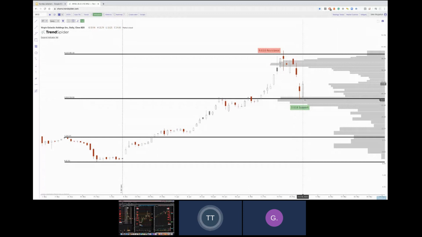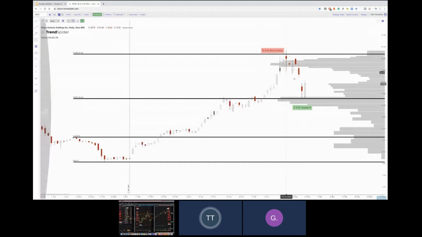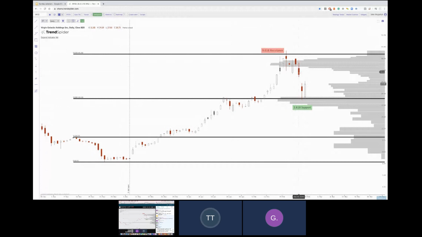And this is a really cool example, actually, of one, how price caught a bid right at this previous demand zone. But two, notice how quickly the price broke down here. And the reason the price broke down here is because there was nobody holding at these levels.